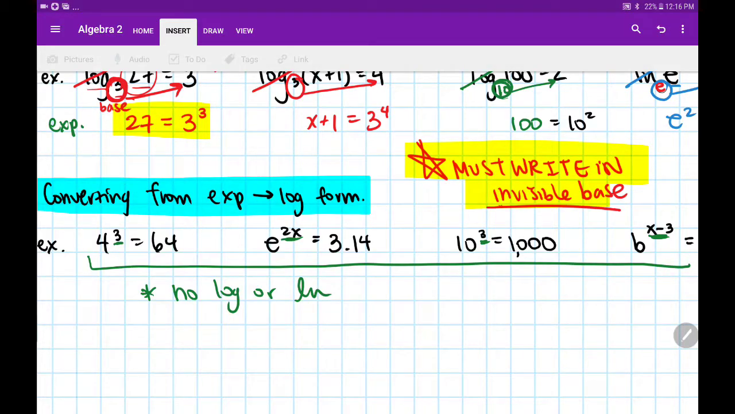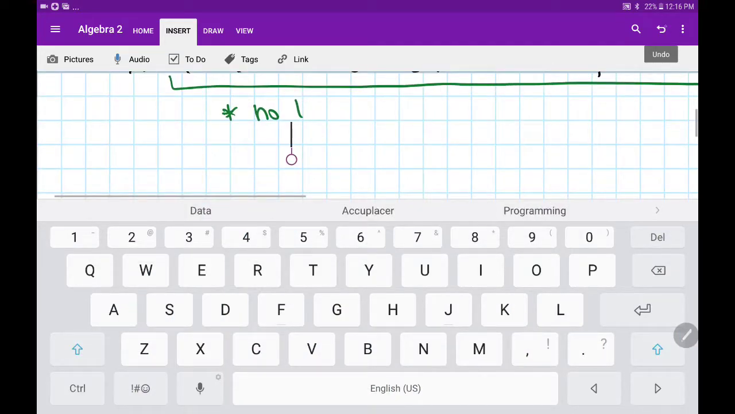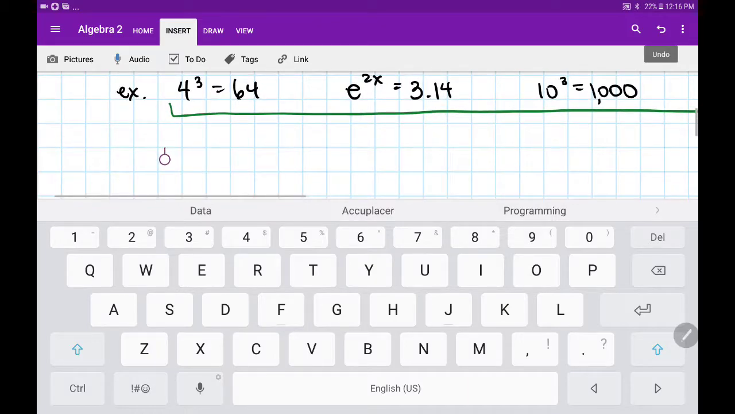So to convert backwards, okay, just be patient with me really quick.